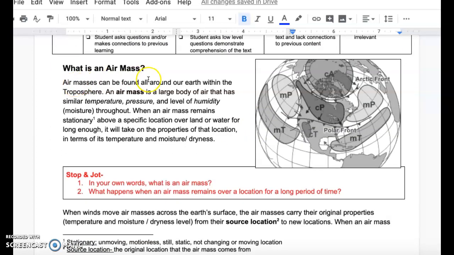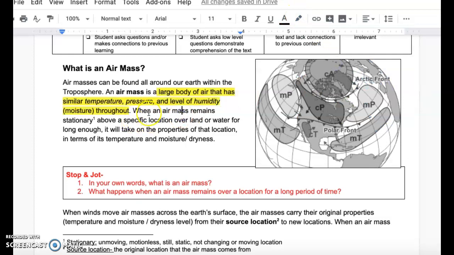Air masses can be found all over our Earth within the troposphere. Remember, last week we read about the troposphere being the lowest level in the atmosphere, and it's responsible for all of the weather we experience. We're just going to learn this week how it works. An air mass is a large body of air that has similar temperature, pressure, and level of humidity throughout. That's important. I'm going to highlight it.